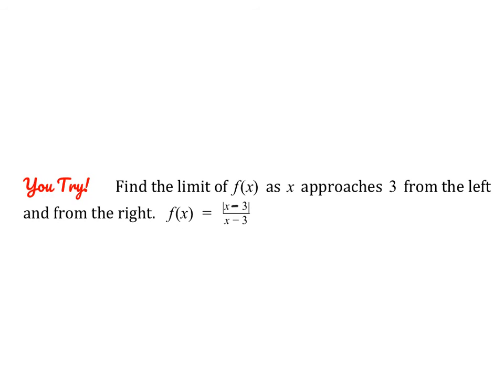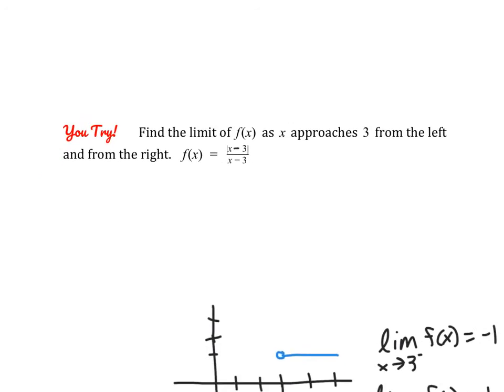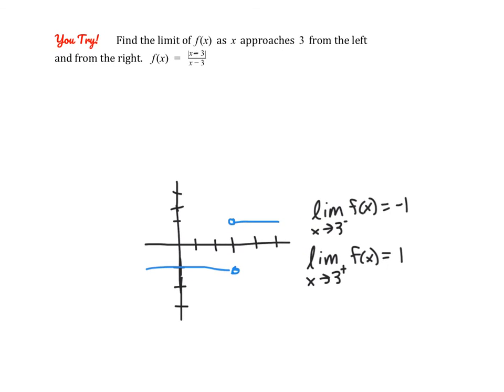Okay, go ahead and pause the video and give this one a try. Okay, so here, this is what our graph looks like. So you can see this is kind of like the switchover point. So while x is not defined at 3, it goes all the way up to there and then just has an open circle, and then everything to the left is here at -1. So as x approaches 3 from the left, our limit is -1, and as x approaches 3 from the right, our limit is +1.